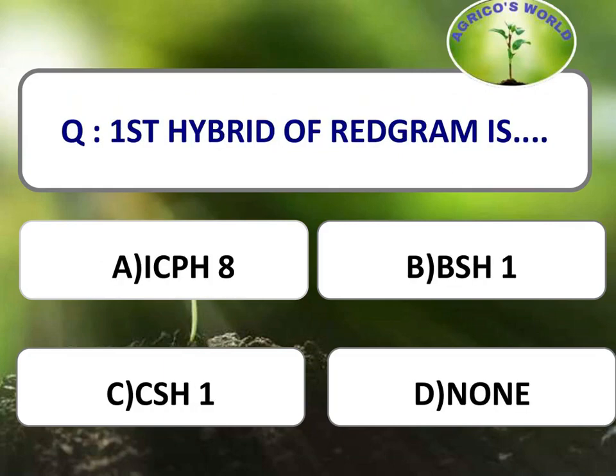First hybrid of red gram. The first hybrid of red gram is ICPH8, and it is developed by ICAR. It is developed by the method using genetic male sterility.